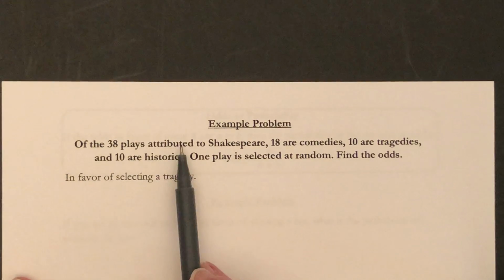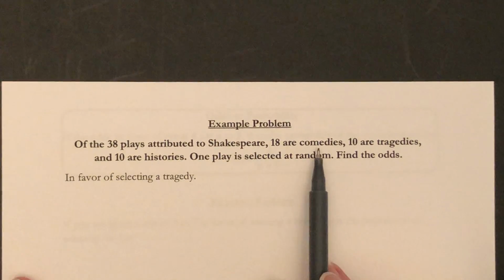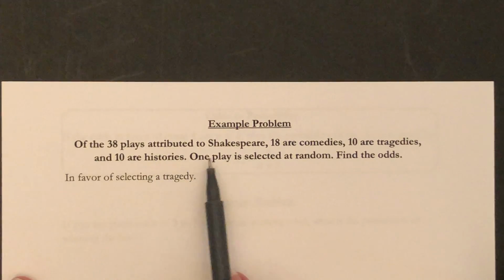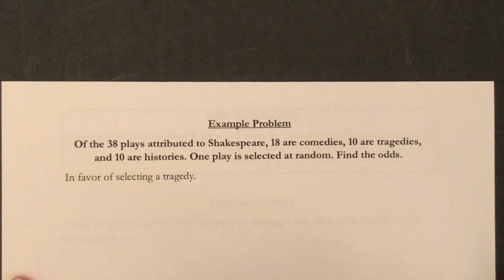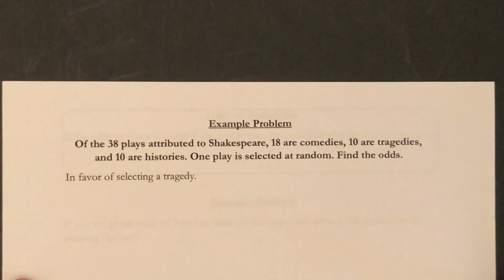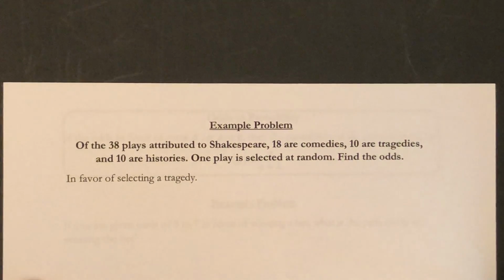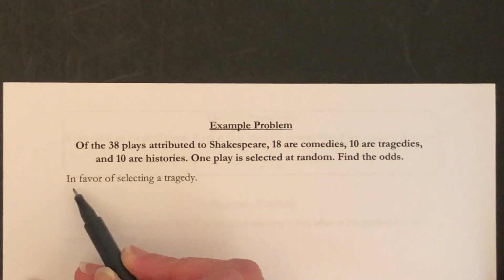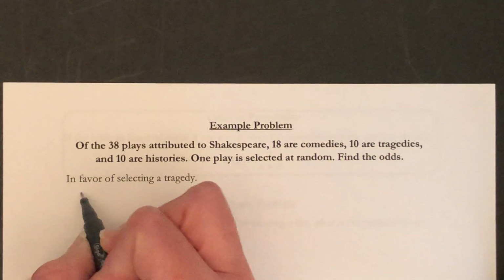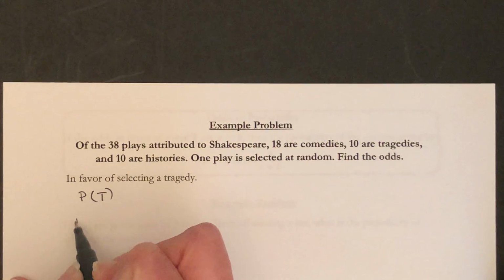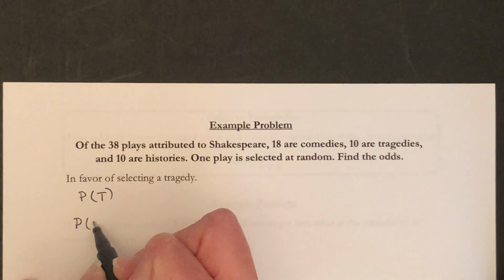Of the 38 plays attributed to Shakespeare, 18 are comedies, 10 are tragedies, and 10 are histories. One play is selected at random. Find the odds in favor of selecting a tragedy. First I'm going to use the formula that you were given exactly. To define the odds in favor of a tragedy, we need to find the probability that we have a tragedy, and then the probability that we do not have a tragedy.